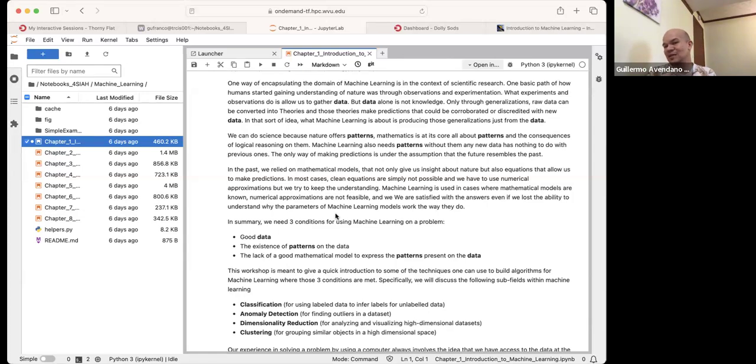And eventually, the lack of a mathematical model explanation for them. And even when we have the mathematical model for that, sometimes it's good to design machine learning models because they could solve the problem faster than the use of first principles for solving that problem with the mathematics that we know.